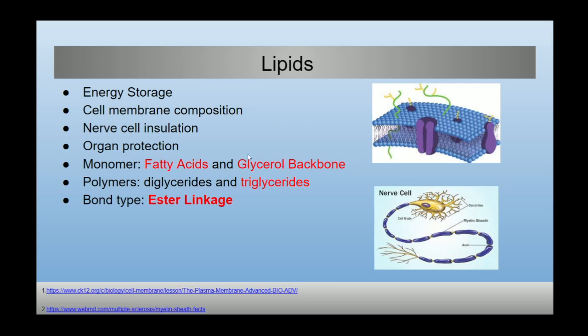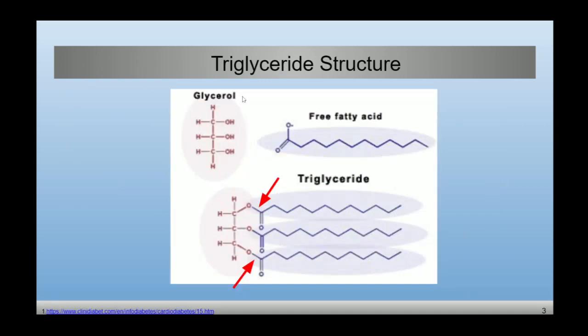The glycerol backbone, 100% of the time that I've seen, only one glycerol backbone is found in a lipid. The next really important thing to know is the bond type. When fatty acids are attached to the glycerol backbone, they create this ester linkage, which we'll see on the next slide. So here is a picture of the triglyceride structure.